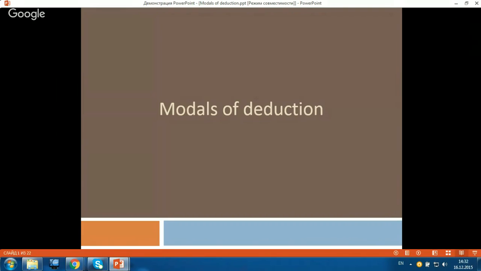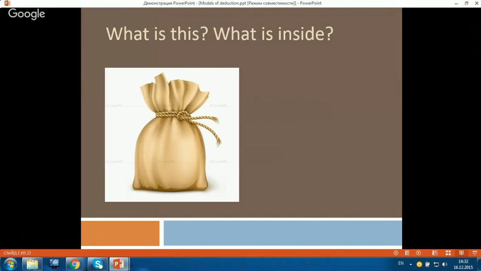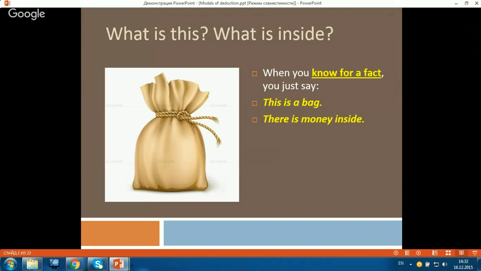Good. So, modals of deduction. Let's begin. Guys, look at this bag. What is this? What is inside? When you know for a fact, you just say, this is a bag and there is money inside. I'm sure, I know it.